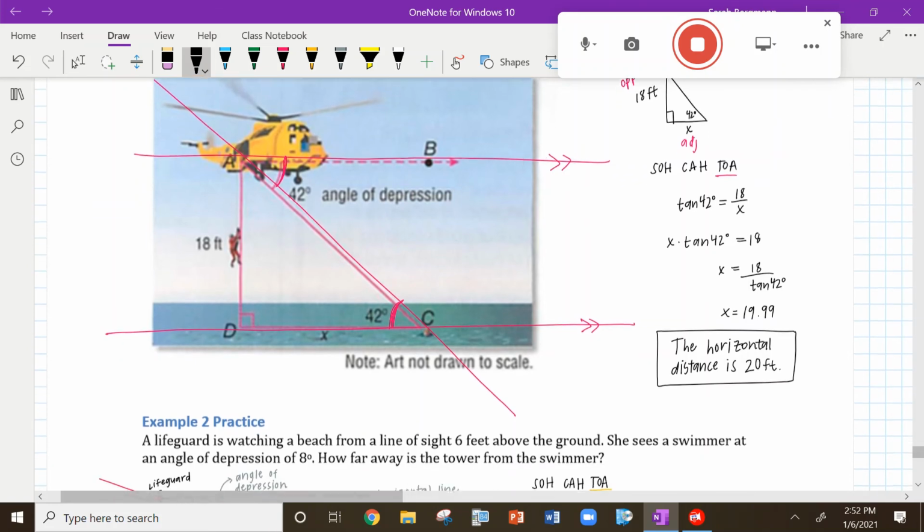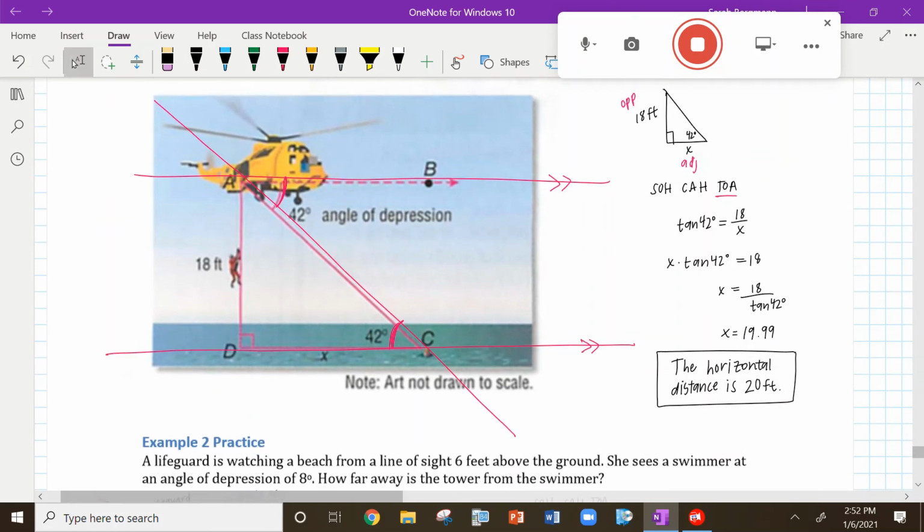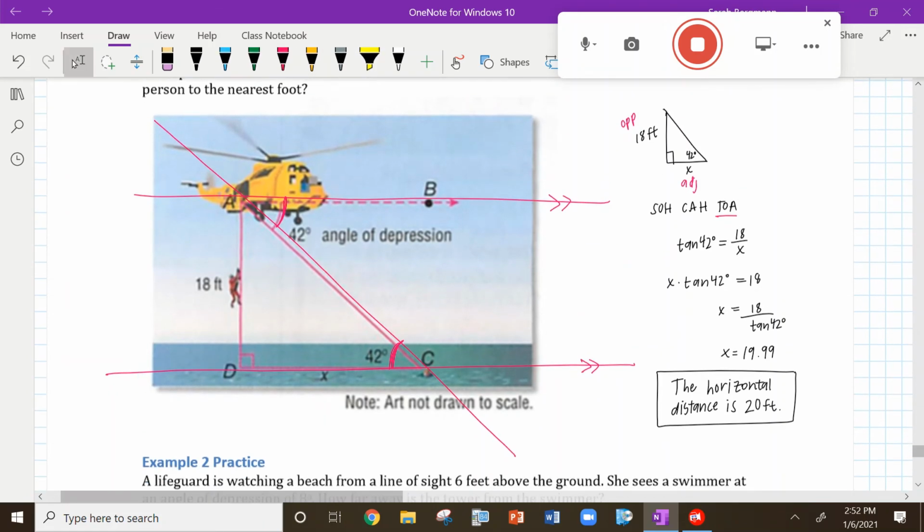Alright, I want you to pause this video and try this practice problem below. Just so you know, as a hint, on most of these problems we will be using tangent. Almost always they're going to be talking about the vertical and the horizontal distances. It's not very often that we use the hypotenuse on angle of elevation and angle of depression problems, because that would be very difficult to measure.